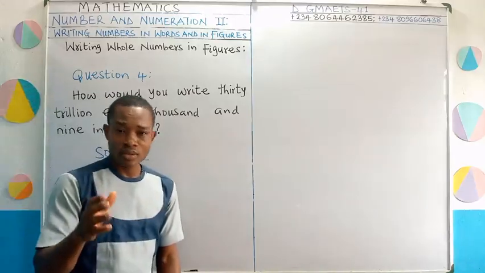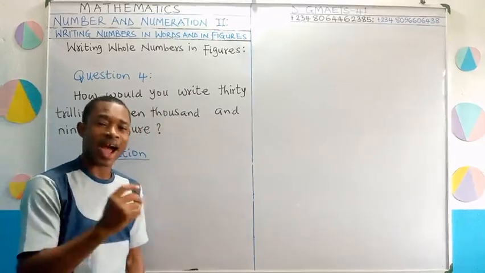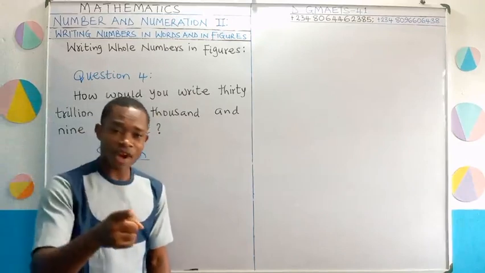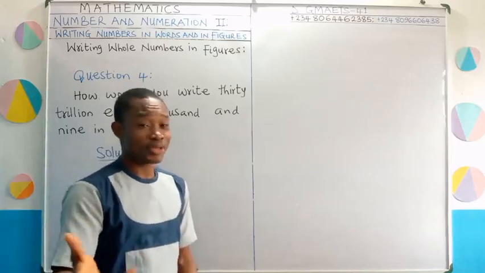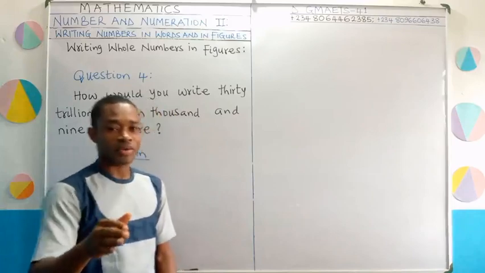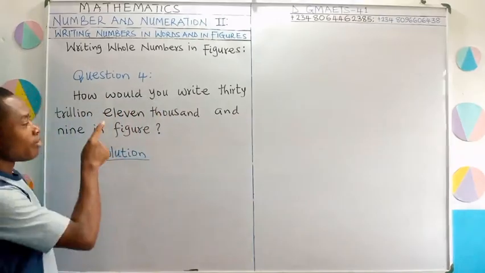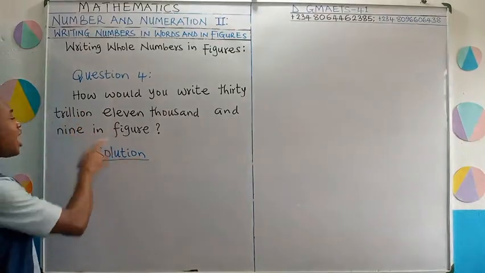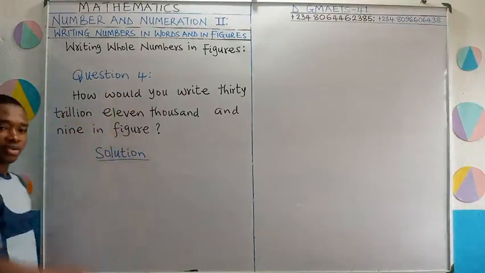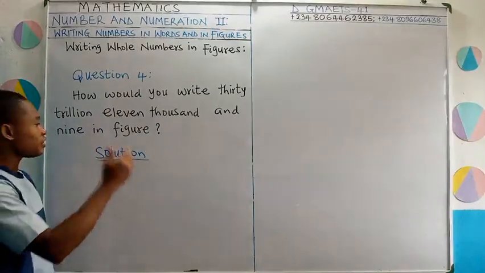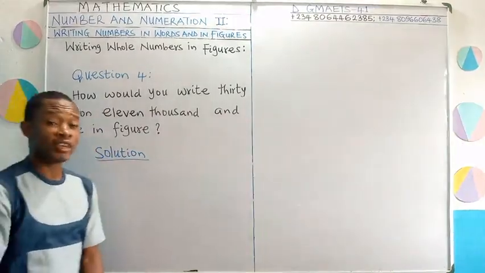Believing that for questions 1, 2, and 3, you followed along with how I solved them and you understood. If you have any question, remember, you know what to do. Send your question across immediately and you get a response. Is that okay? So we are moving on to this. 30 trillion, 11,009 in figure. How would you write it?